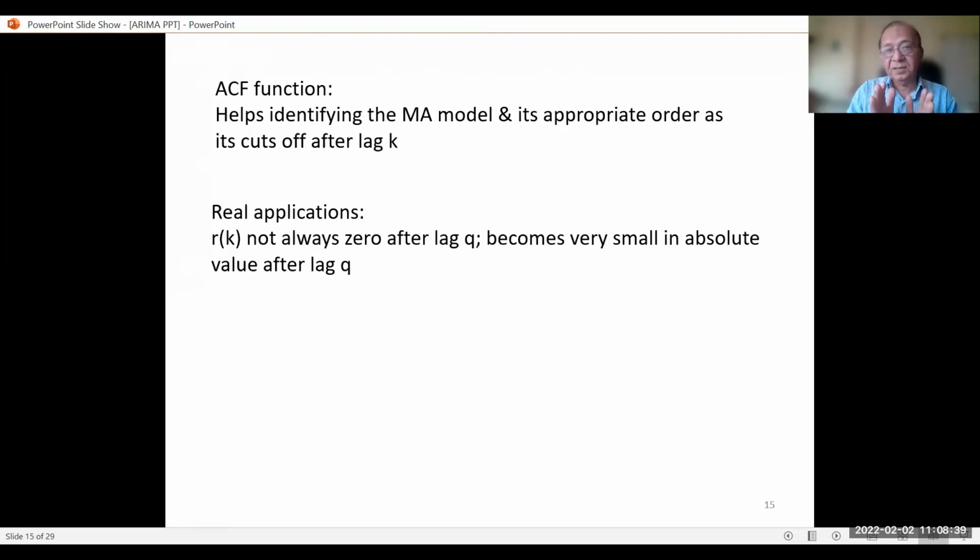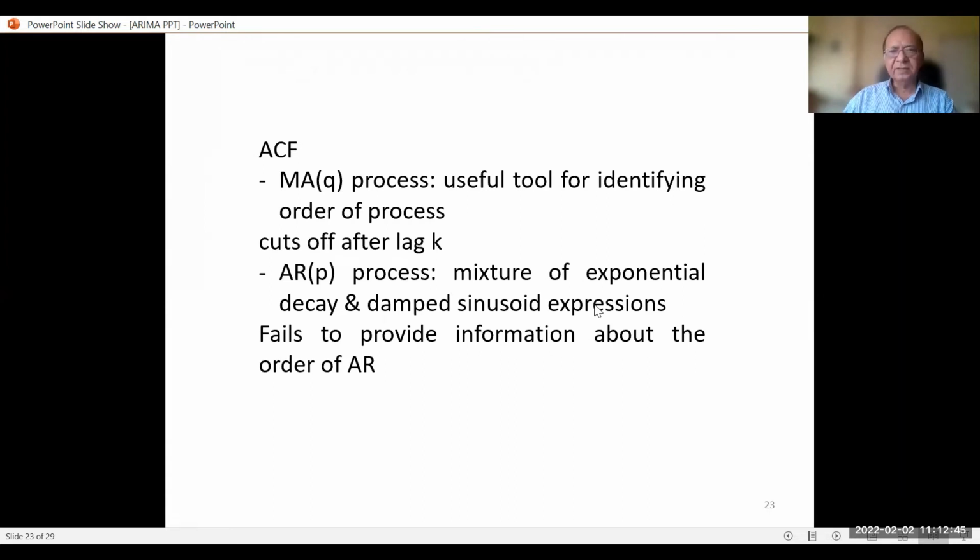But ACF will help us decide how many lags of moving average we should take, and PACF will tell us how many lags of the dependent variable we should use. So we have to memorize this. ACF tells us how many lags of error should be used, that is, moving average. The MA(q) process is a useful tool for identifying the order of the process.